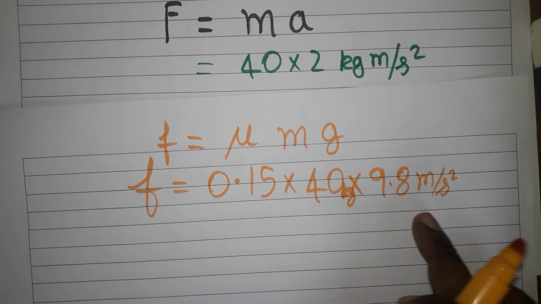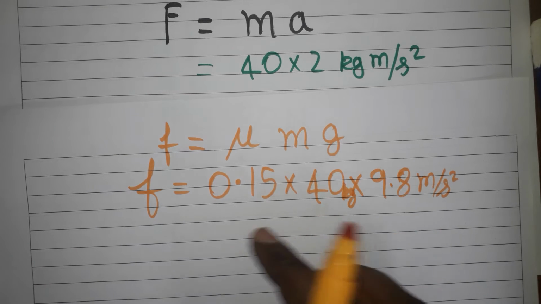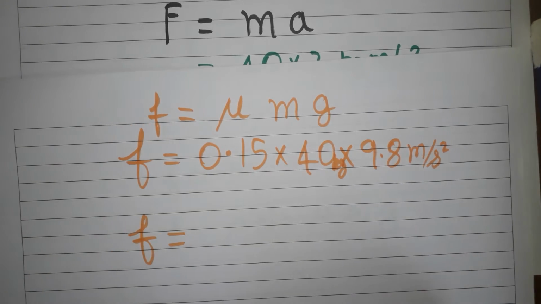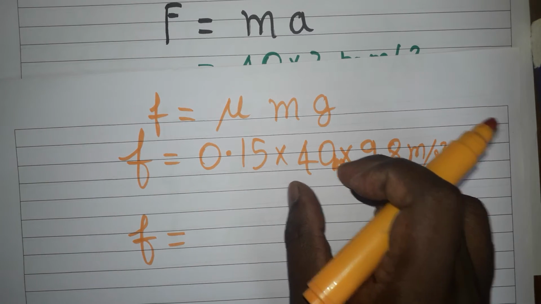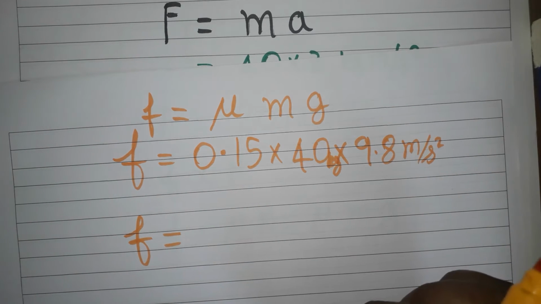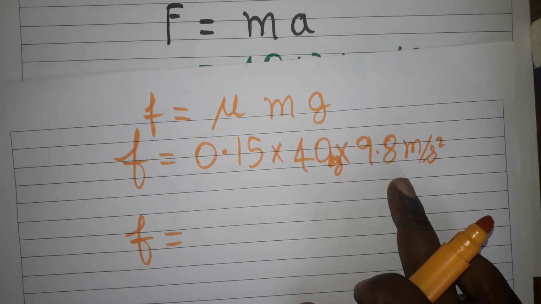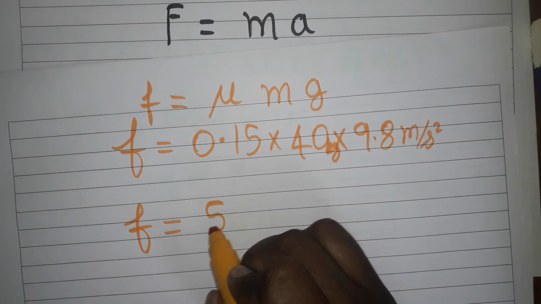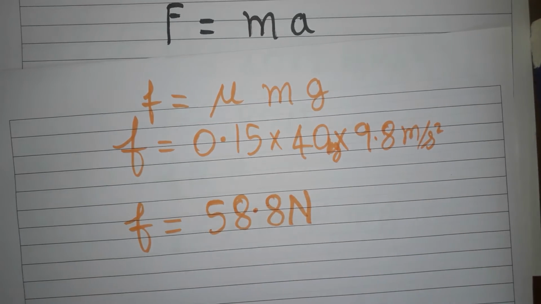In case you take g as 10, approximately 10 into 40 is 400, into 0.15. Approximately we get the answer as 60 Newton when taking g as 10. Otherwise you can do the exact calculation, and the answer I get is 58.8 Newton. With a normal multiplication, I get the friction force on this side.